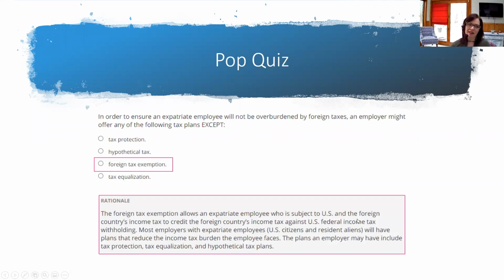Foreign tax exemption. Hypotheticals where you kind of have to calculate and figure out what the U.S. taxes would be. The foreign tax exemption allows an expatriate employee who is subject to U.S. and the foreign country's income tax to credit the foreign country's income tax against U.S. federal income tax withholding. It's a lot of words. Most employers with expatriate employees, U.S. citizens and resident aliens, will have plans that reduce the income tax burden the employee faces. The plans an employer may have included tax protection, tax equalization, and hypothetical tax plans.